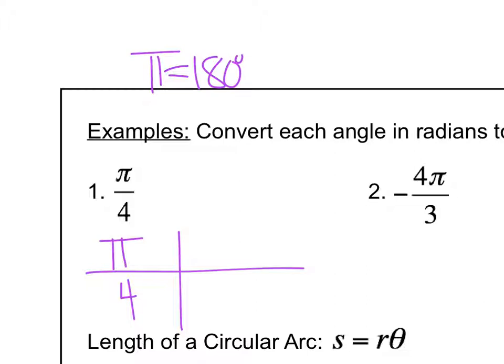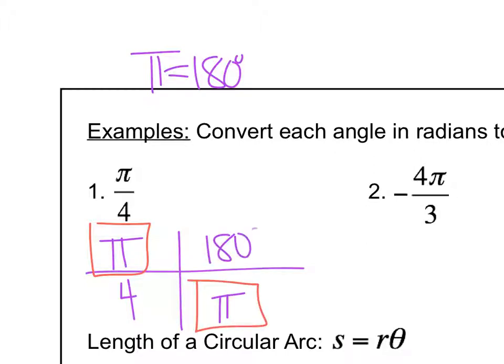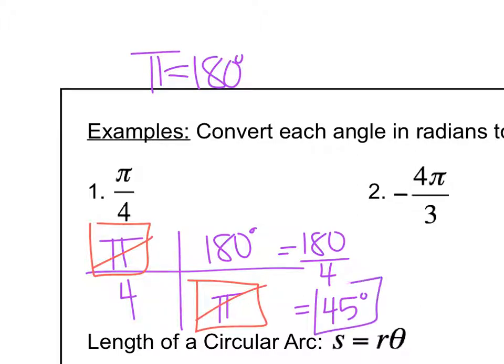For this one, to get the pi in this top left corner to cancel, I'm going to have to put the pi down here in the bottom right corner. So pi is going to go here, 180 degrees is going to go there. The pi's are going to cancel each other out. So we just get 180 divided by 4, which you can divide on your calculator, and it gives you 45 degrees.